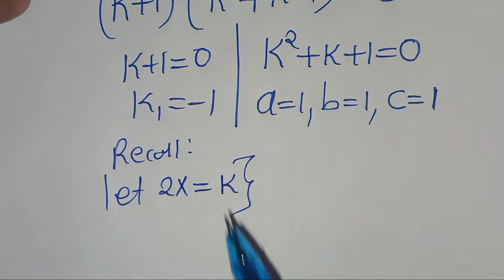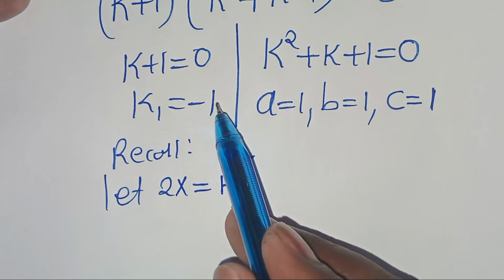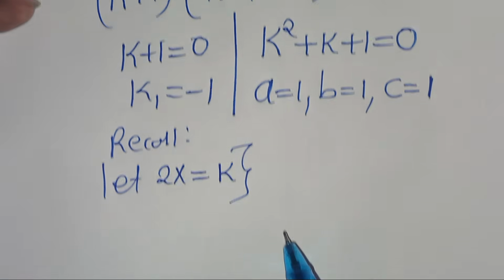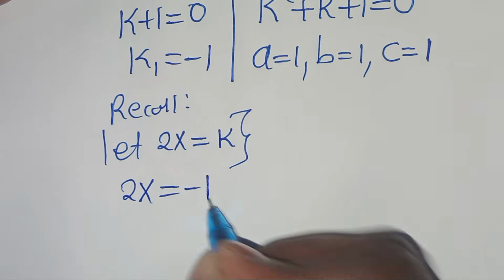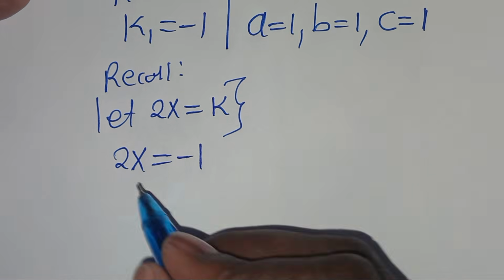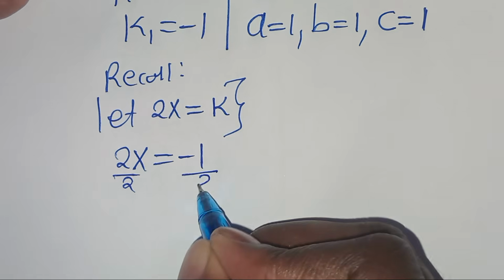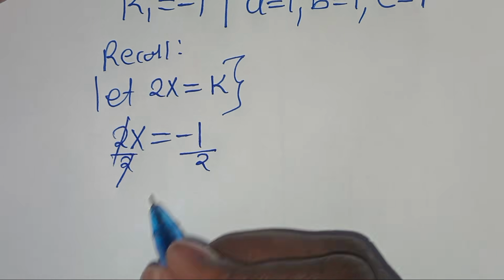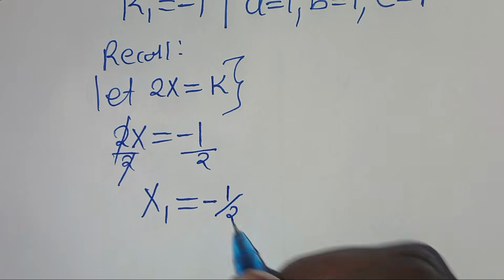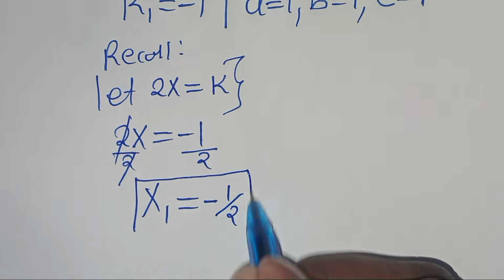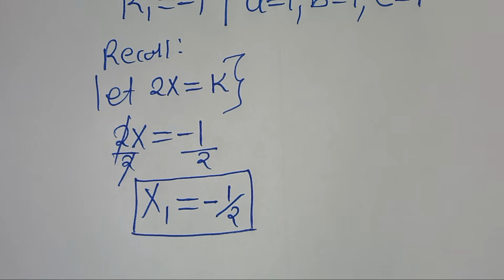From the first part here, we have that k is equal to minus 1. So this means that 2x is equal to minus 1. So let's divide both sides by 2, and this implies that x1 is equal to minus a half.